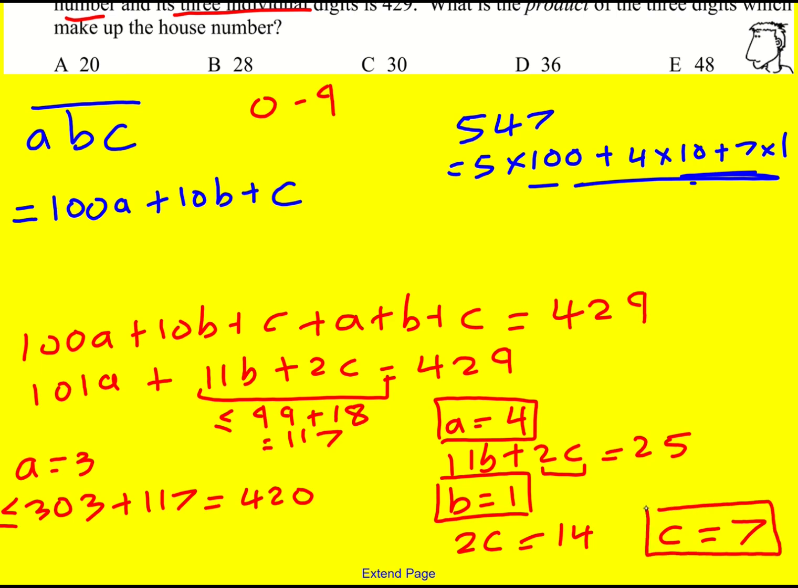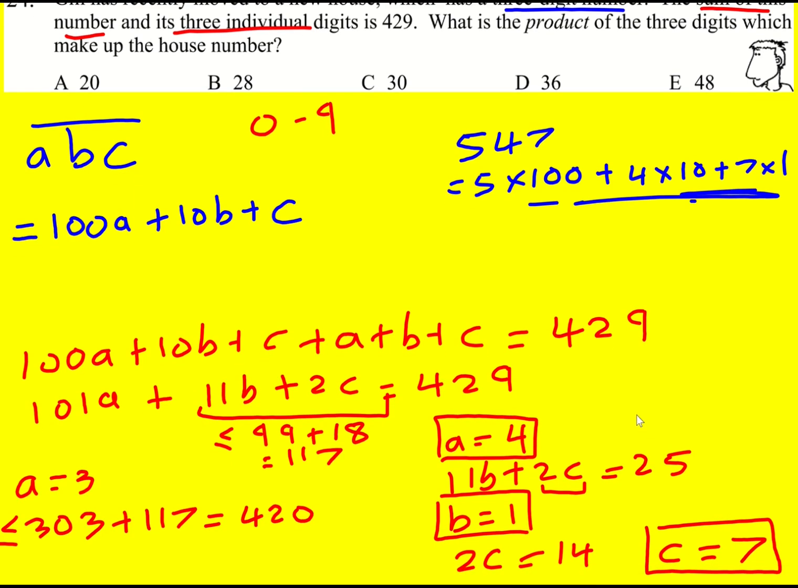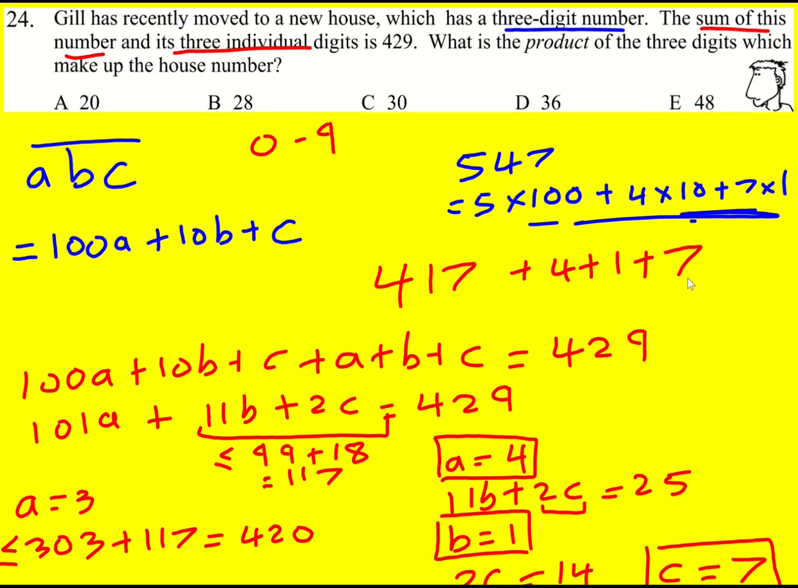So you can do this question without using algebra by thinking about it carefully, like convincing yourself that A is 4 and going from there. But this is a nice algorithmic way using the idea of Diophantine equations. So our number originally must have been 417, and then we added 4, 1, and 7. We can see that that does check out to give 429. So the product of the 3 digits is going to be 4 times 1 times 7, giving us 28.